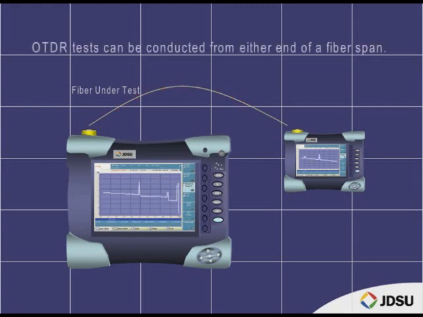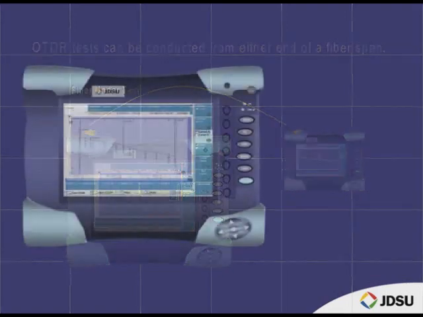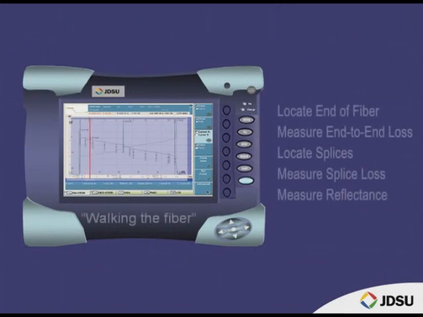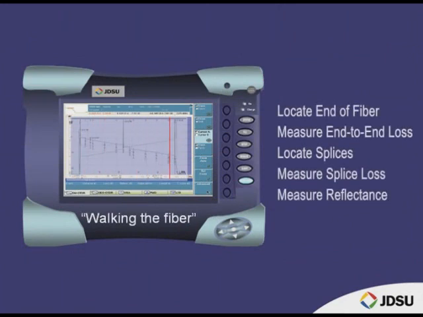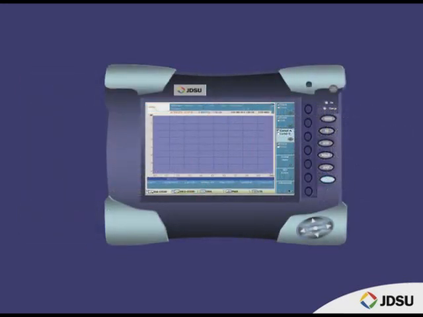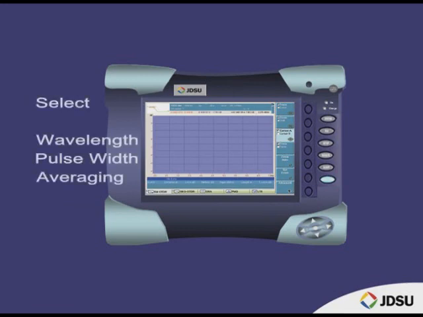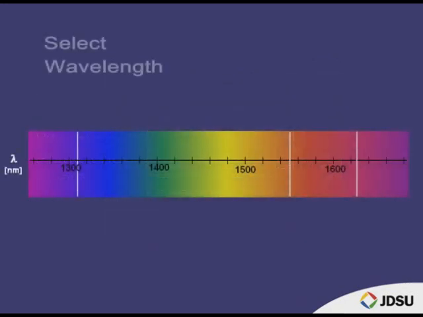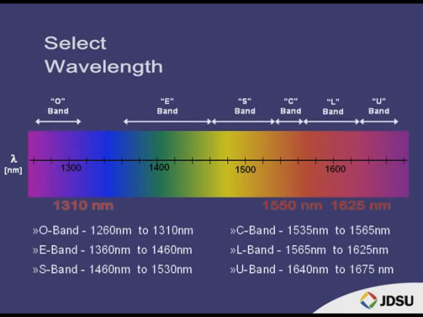OTDR tests can be conducted from either end of a fiber span. Once a trace is produced by an OTDR, it can be used to measure such things as distance, location, loss, and reflectance. There are 3 main parameters used to set up an OTDR for operation. They are wavelength, pulse width, and averaging. The 3 most common wavelengths for single-mode OTDRs are 1310, 1550, and 1625 nanometers.